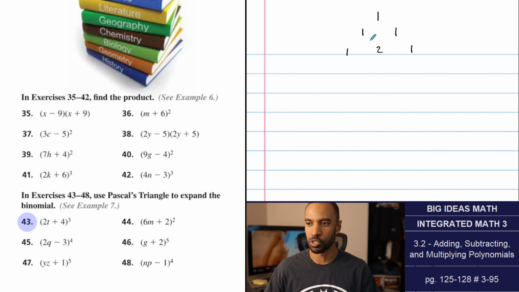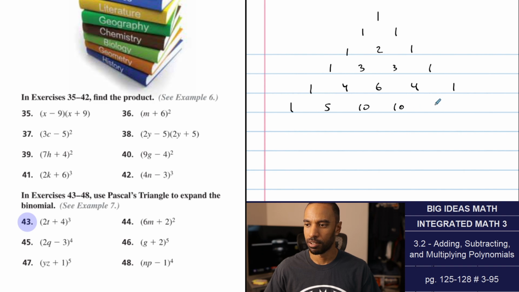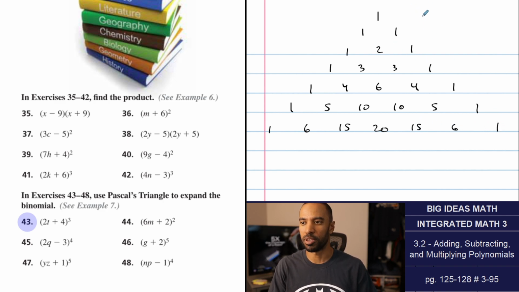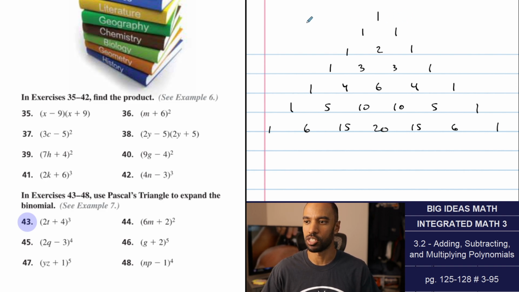We're going to add these. 1 plus 1 is 2. 1 plus 2 is 3. And symmetrically, we get 3 and 1. Those are the numbers 1, 3, 3, and 1. Row 4 has 1. 1 plus 3 is 4. And 6, 4, 1. And then add these. 5, 10, 10, 5, 1. I'm going to do one more. I don't know if we need it. 1, 6, 15, 20, 15, 6, and 1. Pascal's triangle is used in binomial expansion based on the row that you have for things. Keep in mind, this is row 0, 1, 2, 3, 4, 5, and 6.